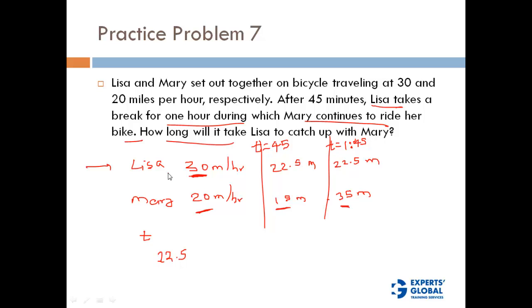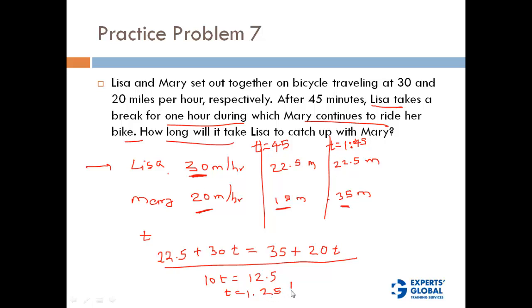Let's say from the original point, when she ultimately catches up with Mary, both would have traveled the same distance, right? And that distance is going to be 22.5 plus with a speed of 30, she travels for t time, whereas Mary is going to be 35 miles plus with a speed of 20, she's going to travel for t much time. Okay, so this is one equation with one variable. What we get is 10t is equal to 12.5, right? So t is equal to 1.25.